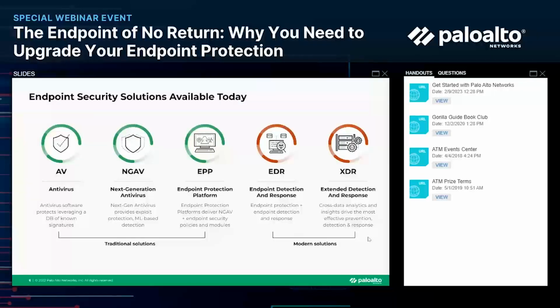But EDR and XDR are really the growing and sought after endpoint security tools today because of the effectiveness that they provide in protecting your business. So what I really want to highlight here as a key takeaway is that the most modern, robust, and effective solutions have not only the best protection capabilities, but also provide detection and response. EDR and XDR are really the most advanced, innovative options that are out there today.